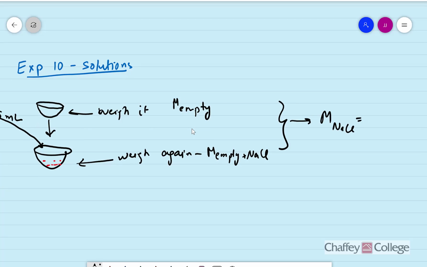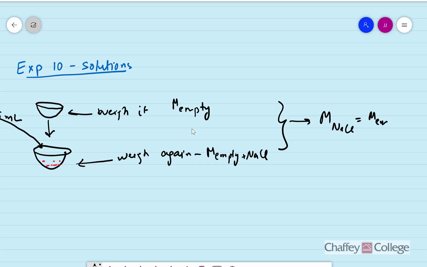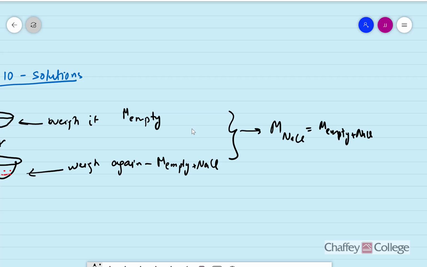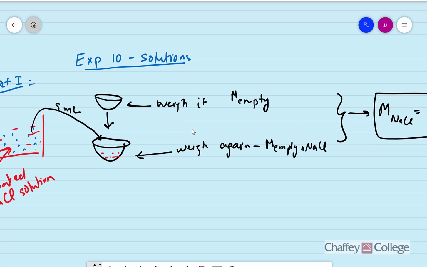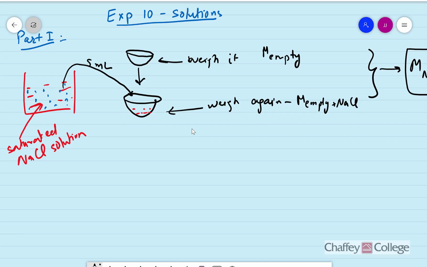So that will be given by the mass of empty plus NaCl. If we subtract the mass of empty from it, that will give me the mass of my NaCl solution. So now I know the mass of NaCl solution. Then what we are going to do is heat this NaCl on a hot plate.